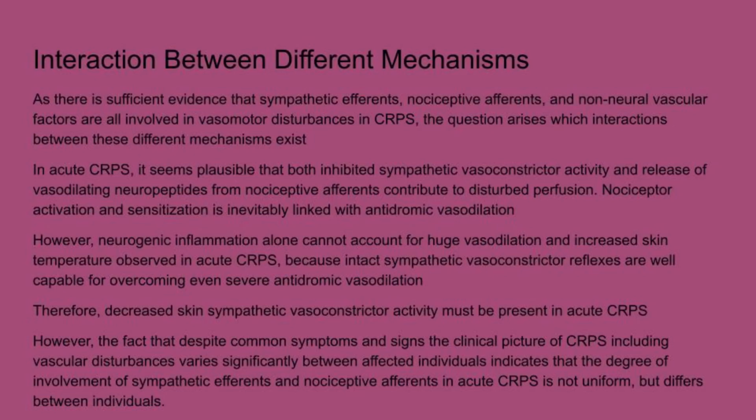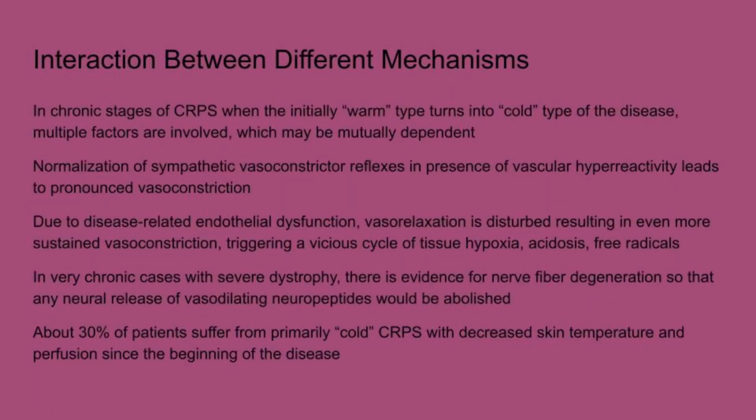However, the fact that, despite common symptoms and signs, the clinical pictures of CRPS, including vascular disturbances, vary significantly between affected individuals indicates that the degree of involvement of sympathetic efferents and nociceptive afferents in acute CRPS is not uniform and differs between individuals. In chronic stages of CRPS, when the initially warm type turns into the cold type of the disease, multiple factors are involved, which may be mutually dependent.